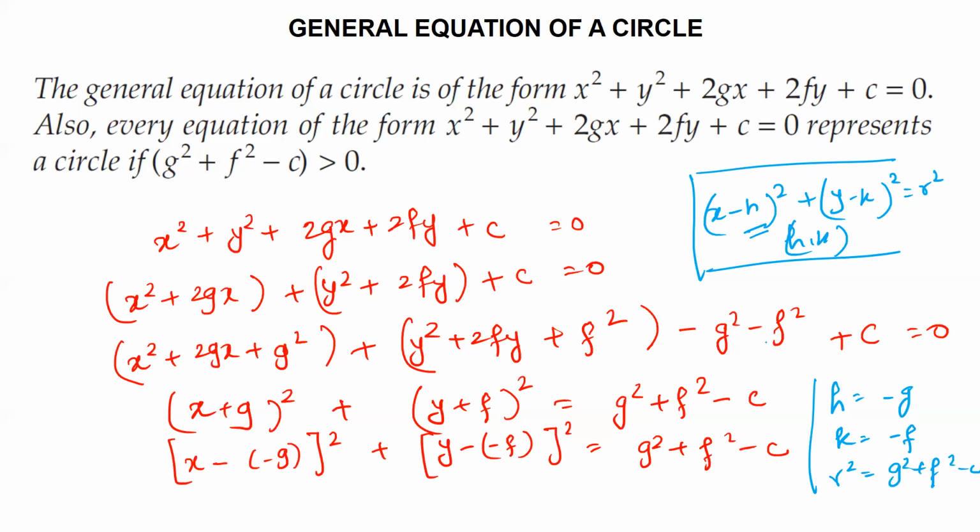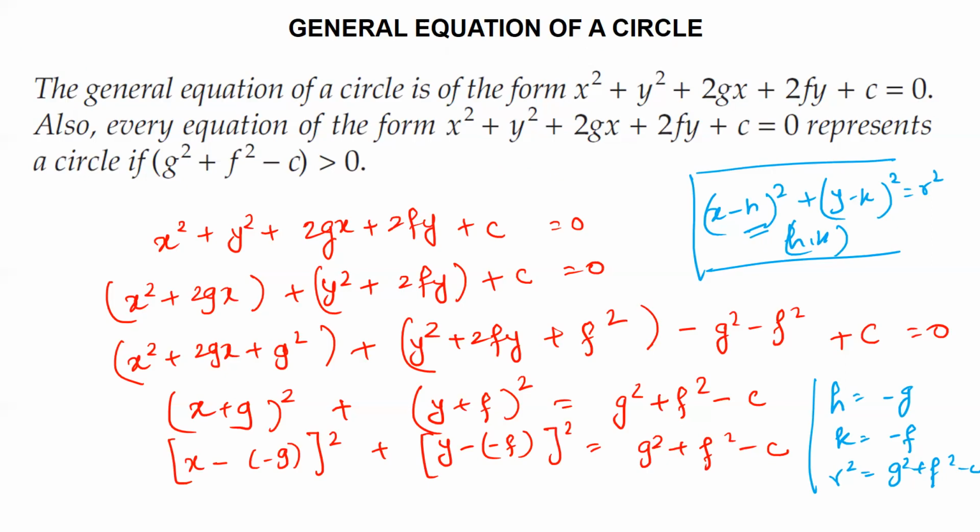The second requirement is that g squared plus f squared minus c has to be positive. Why positive? Because it represents the radius squared. If we are squaring something, it cannot be negative, right? Because it's a square quantity. The square of any number can never be negative. So g squared plus f squared minus c, because it is radius squared, can never be negative. So this is the second point that you need to remember. If this becomes negative, that means the radius squared will be negative and there will be no such circle existing. So these are the 2 points.